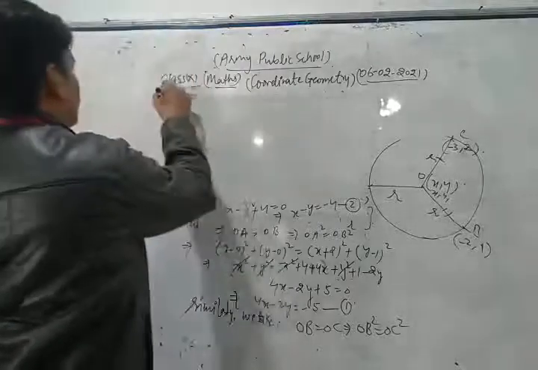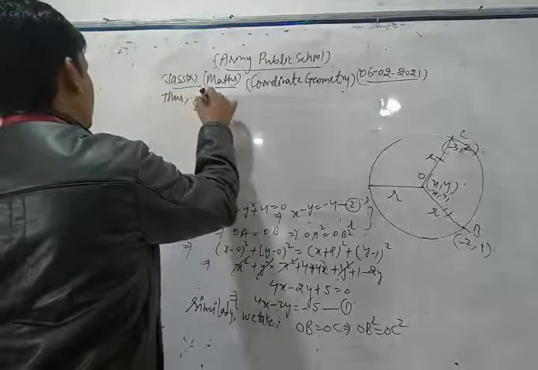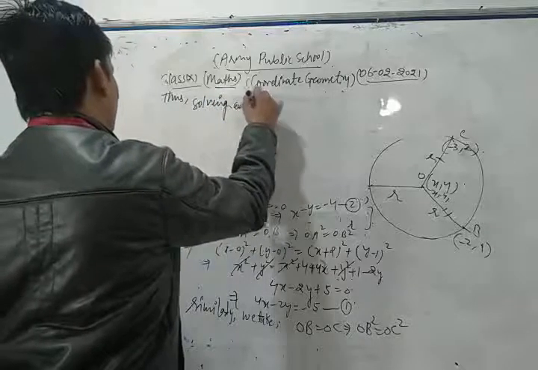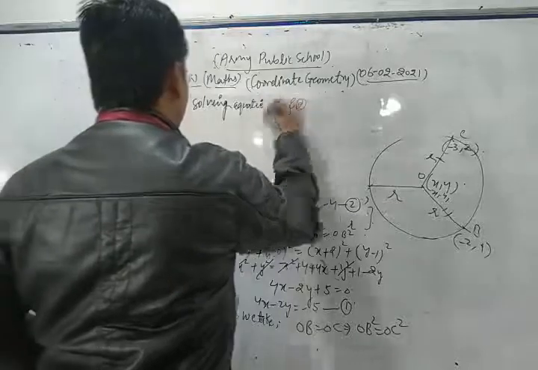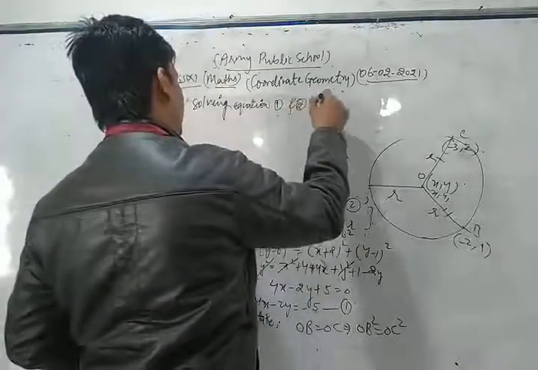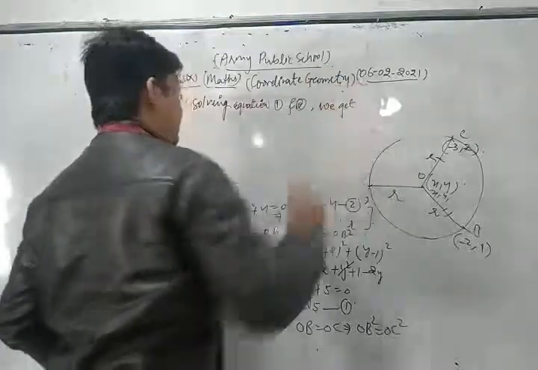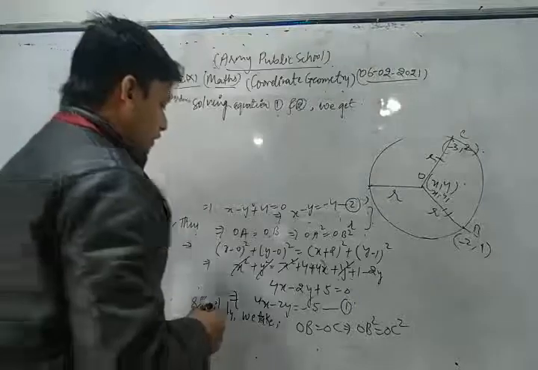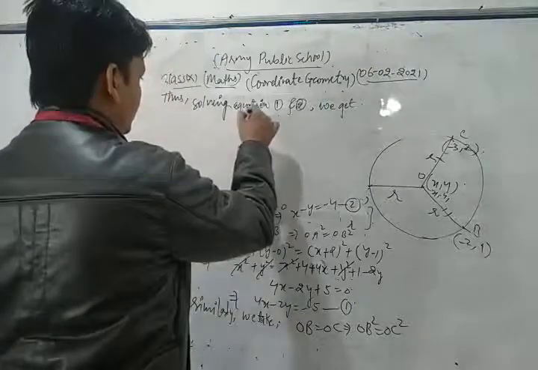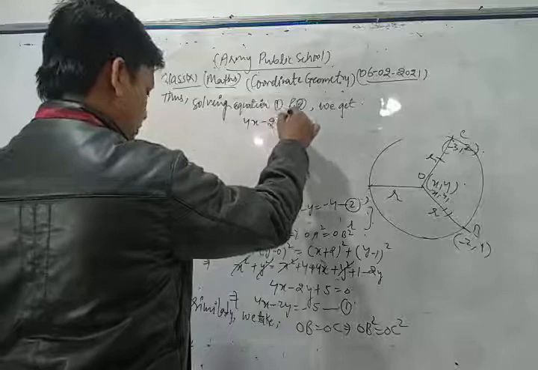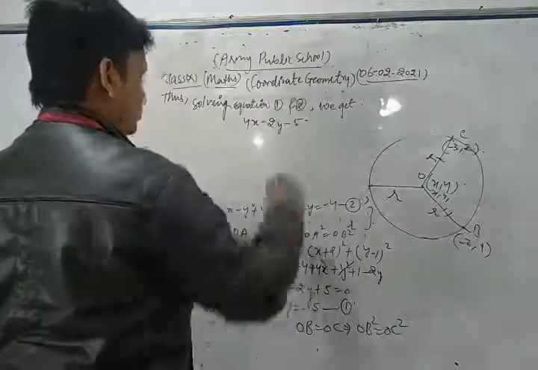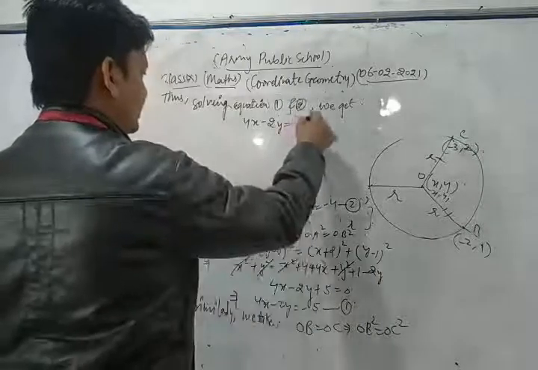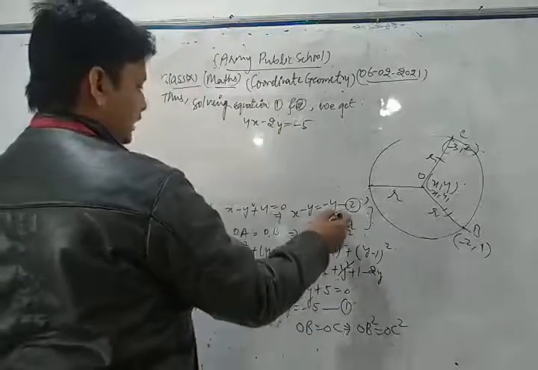Now, thus solving equation 1 and 2. Solving 1 and 2 we get, equation 1 is 4x minus 2y is equal to minus 5. Secondly, now in that equation we multiply by 2 both sides, so we write 2x minus 2y is equal to minus 8.